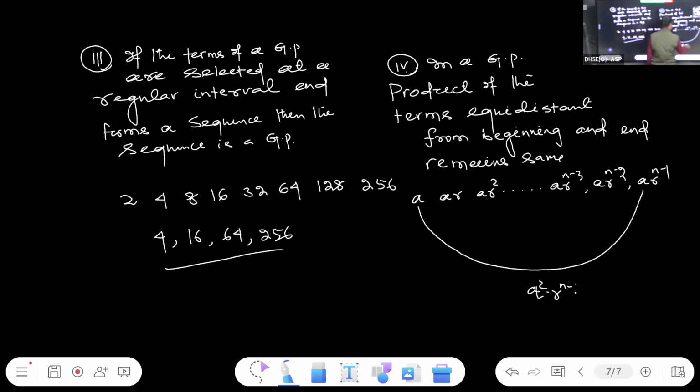Now take the product of the second term from the beginning and the second term from the end. Their product will be a², and r into r^(n-2) will be r^(n-1). Product of the third term from the beginning and the third term from the end: a into a will be a², into r² into r^(n-3) will be r^(n-1). So the product of the terms equidistant from the beginning and end remains the same.